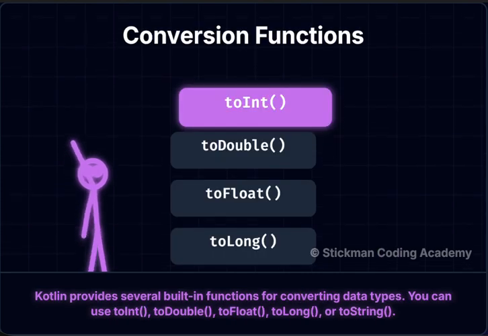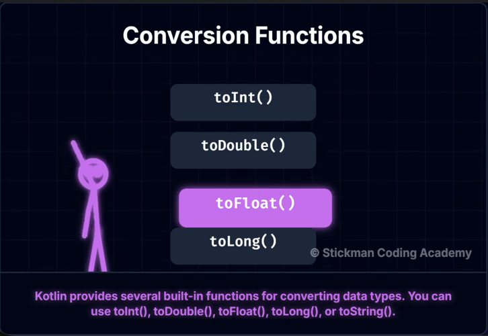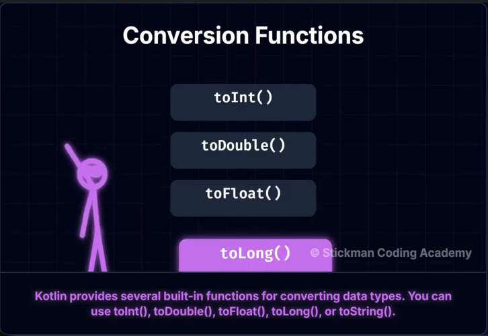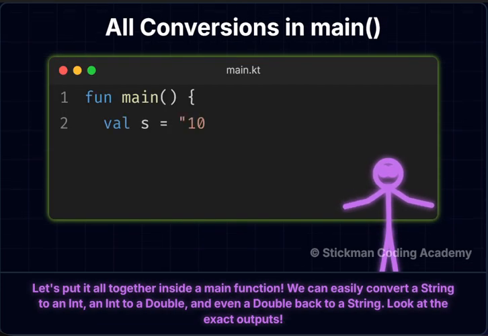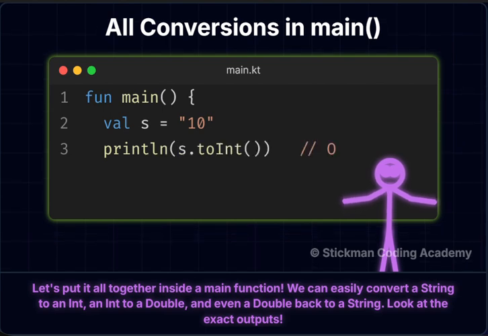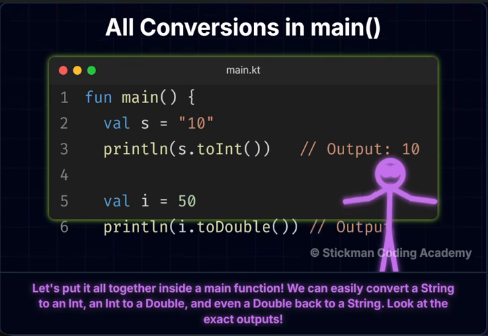Kotlin provides several built-in functions for converting data types. You can use toInt, toDouble, toFloat, toLong, or toString. Let's put it all together inside a main function. We can easily convert a string to an int to a double, and even a double back to a string. Look closely at the exact outputs on your screen.